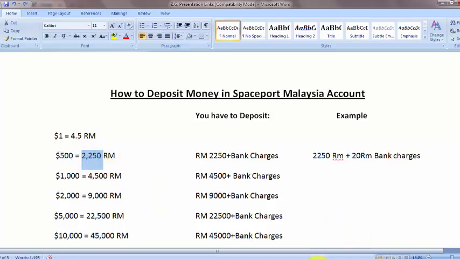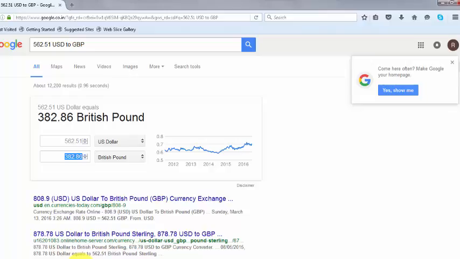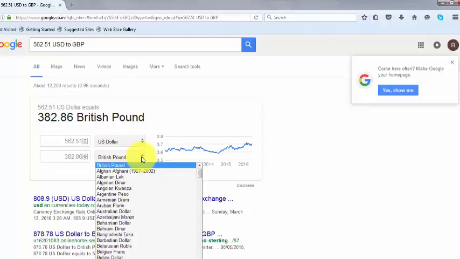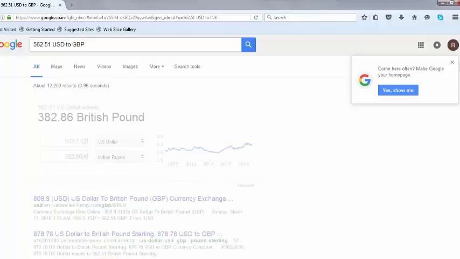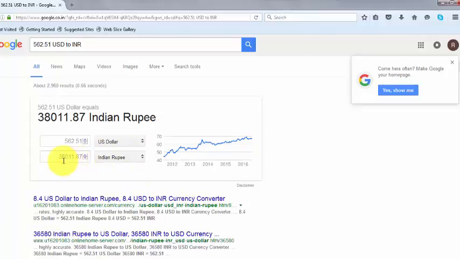After doing that, we are adding some amount, $20 or $30, and based upon that we are calculating in our own currency. Like if you want to calculate in Indian rupees, how much for the $500 package. So go to the Indian rupees, INR, and now let's see. It's coming up to 38,011 rupees and 87 paisa for the $500 package.